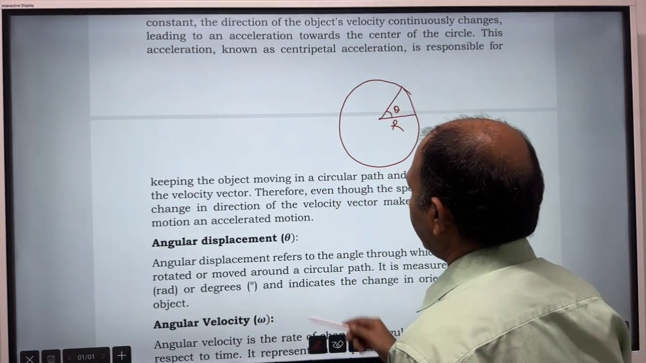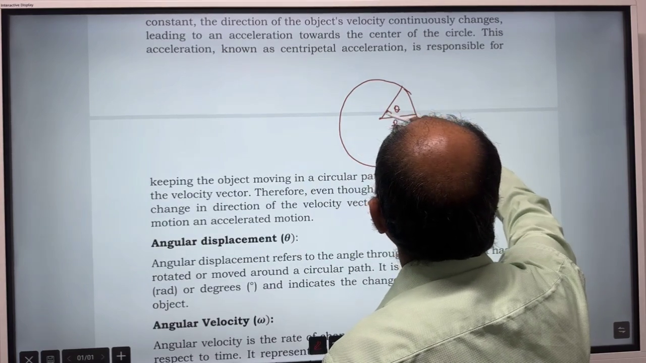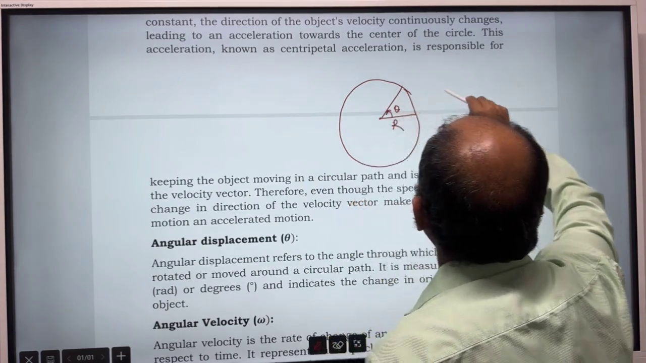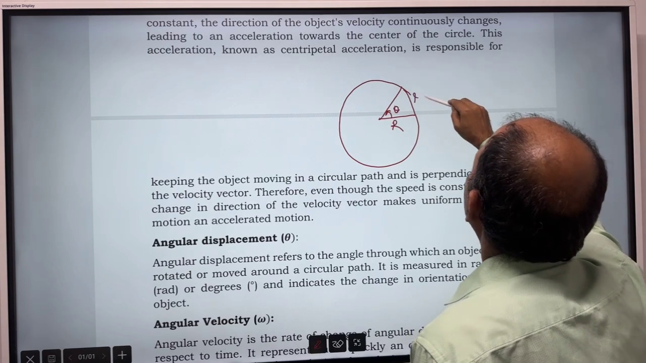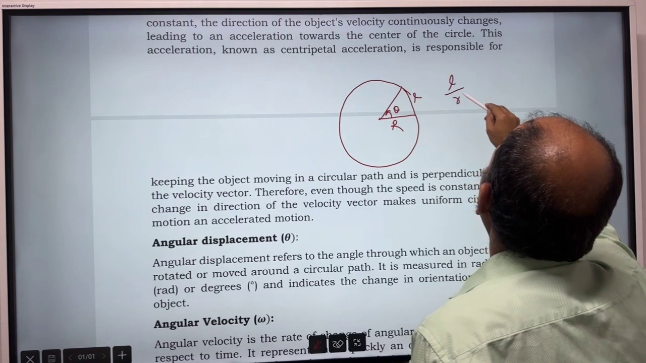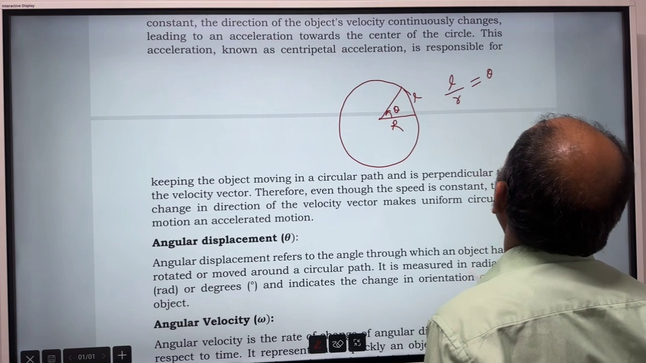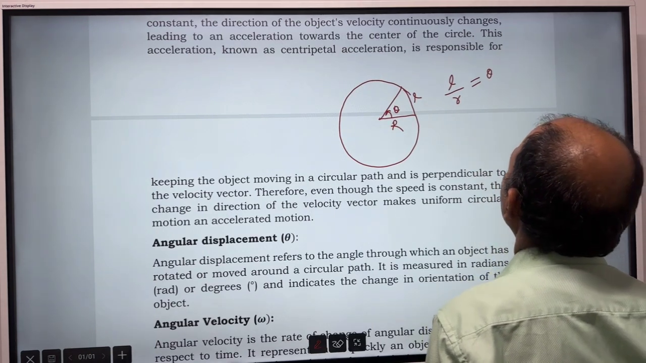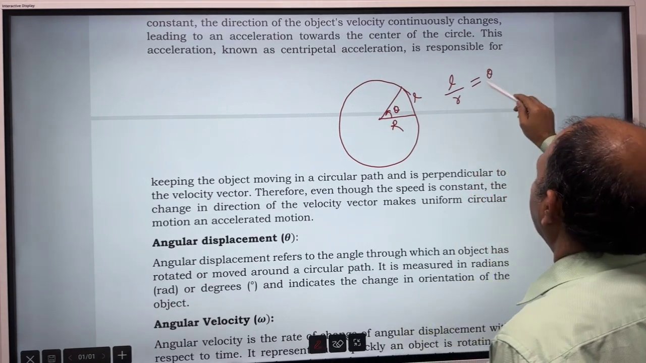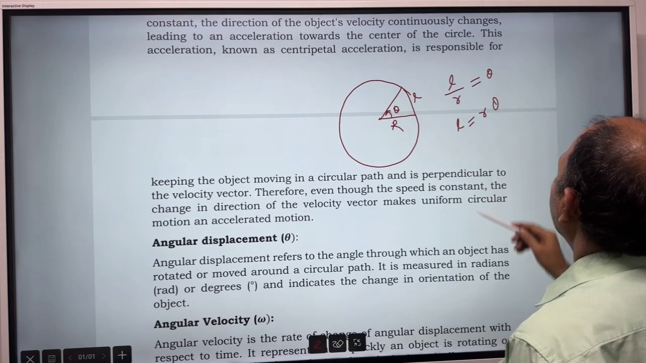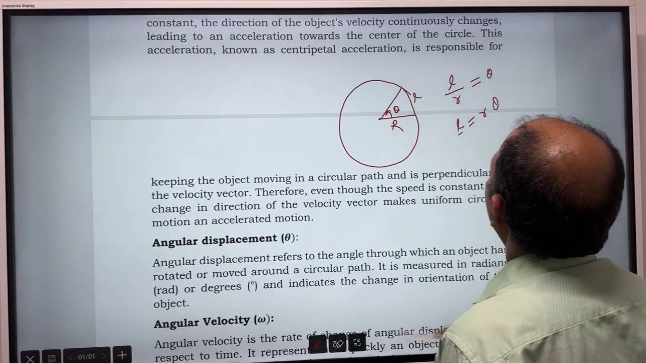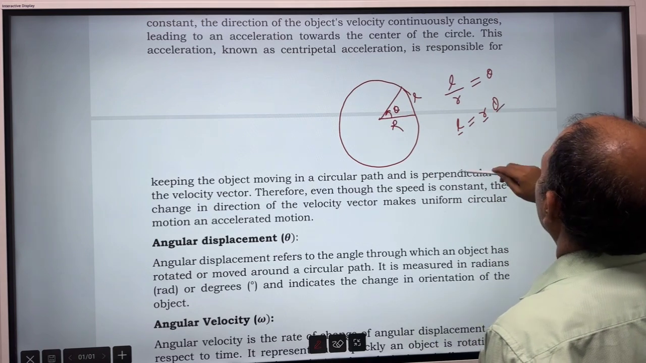So displacement is angular, so it is theta. If we apply arc L upon R equal to theta, and we take theta in terms of the radian, then we get L equal to R theta. So arc length equals radius into angle.